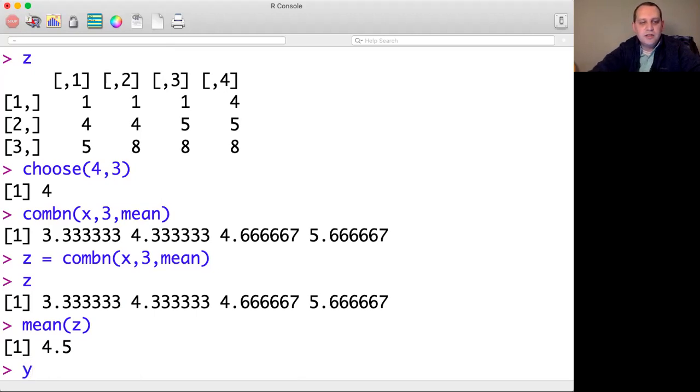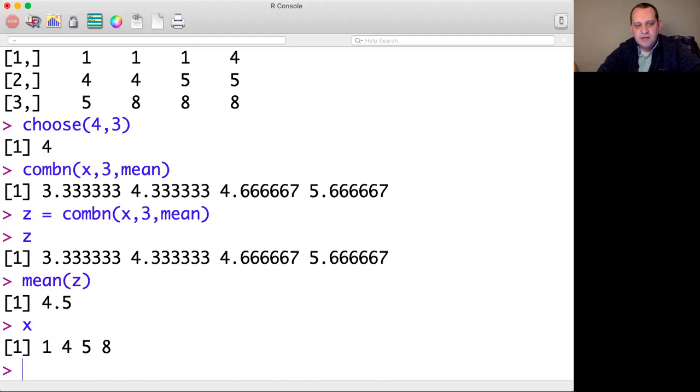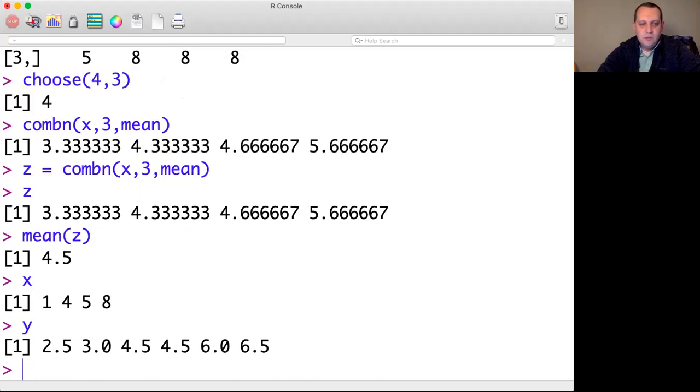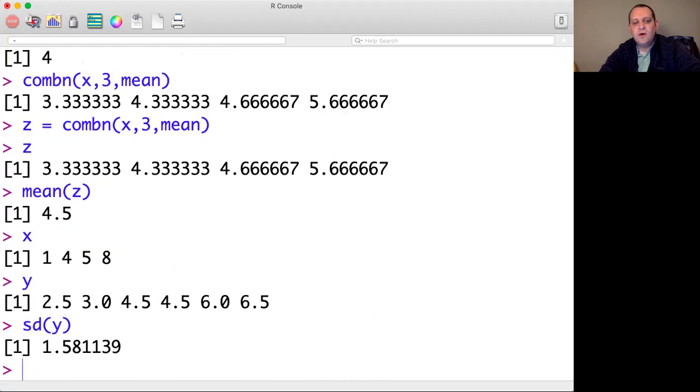So let's go back and think about our set X, which was 1, 4, 5, 8. We had our set Y, which is 2.5, 3, 4.5, 4.5, 6, and 6.5. And it turns out that the standard deviation of Y should be approximately equal to the standard deviation of X divided by the square root of 2.